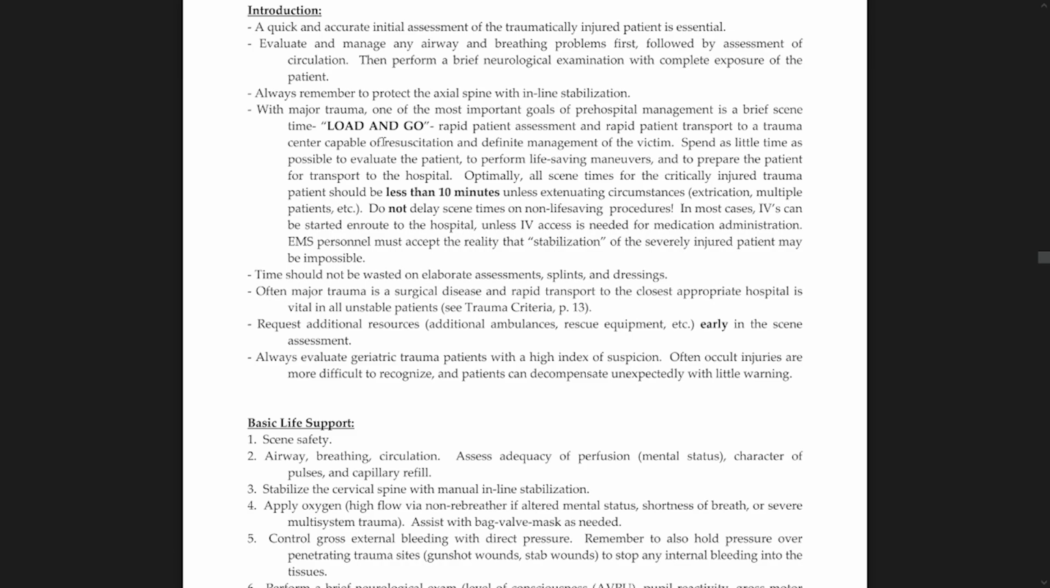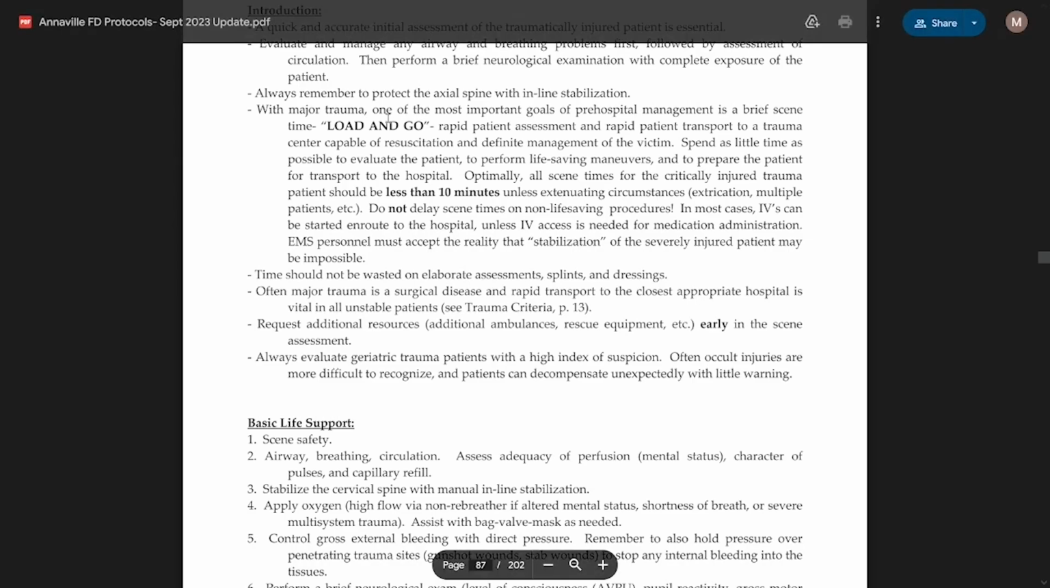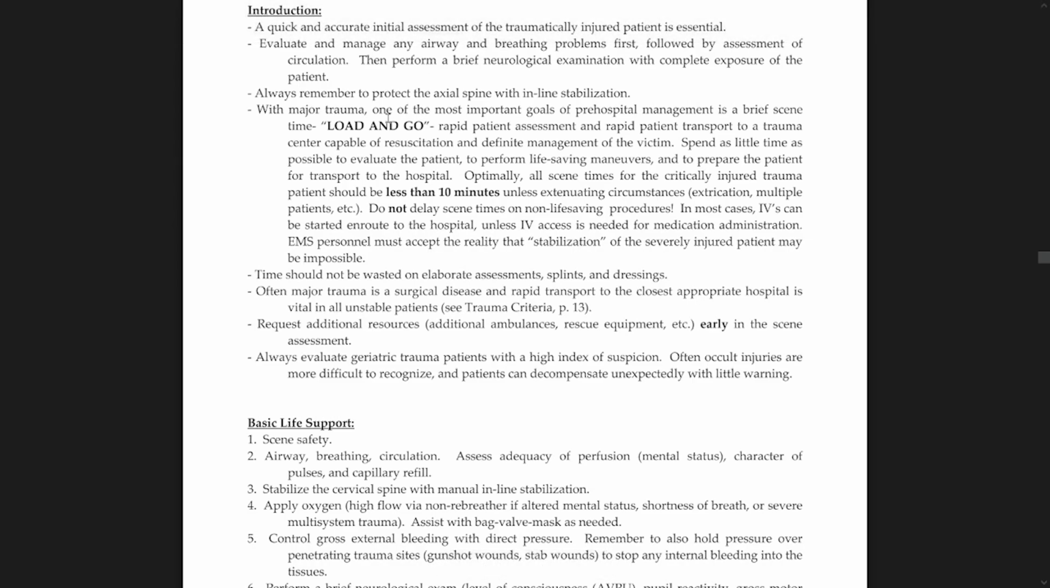With major trauma, one of the most important goals of pre-hospital management is a brief scene time. Load and go. Rapid patient assessment and rapid patient transport to a trauma center capable of resuscitation and definitive management of the victim. Spend as little time as possible to evaluate your patient, perform life-saving measures, and prepare the patient for transport to the hospital. Optimally, all scene times for critically injured trauma patients should be less than 10 minutes, unless extenuating circumstances, such as extrication, multiple patients, etc. Do not delay scene times on non-life-saving procedures.